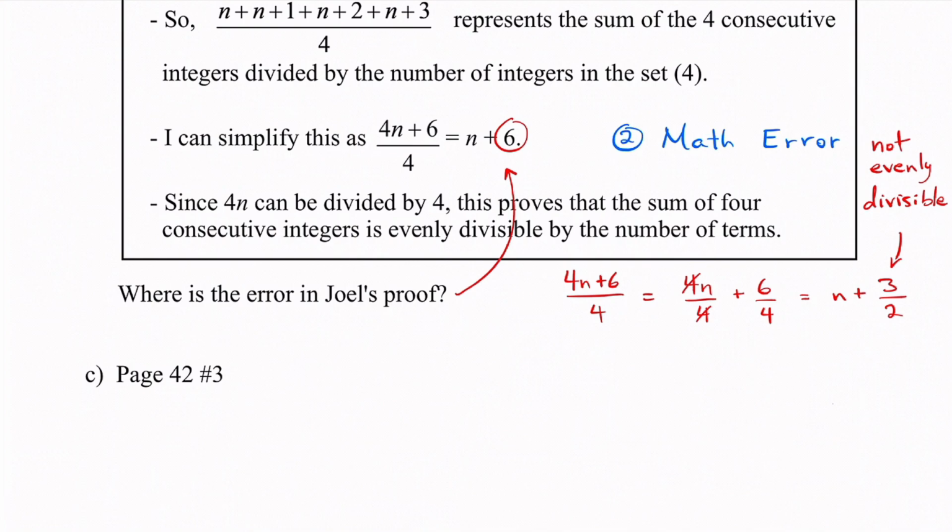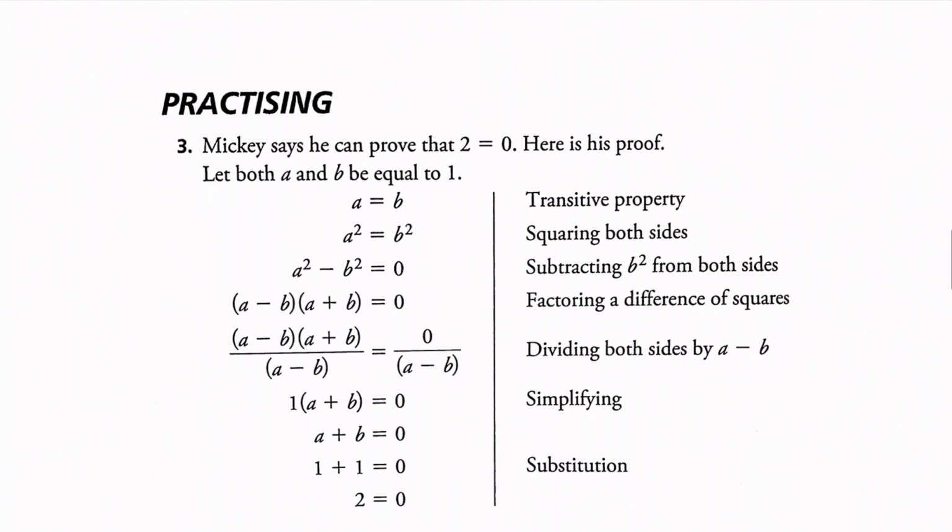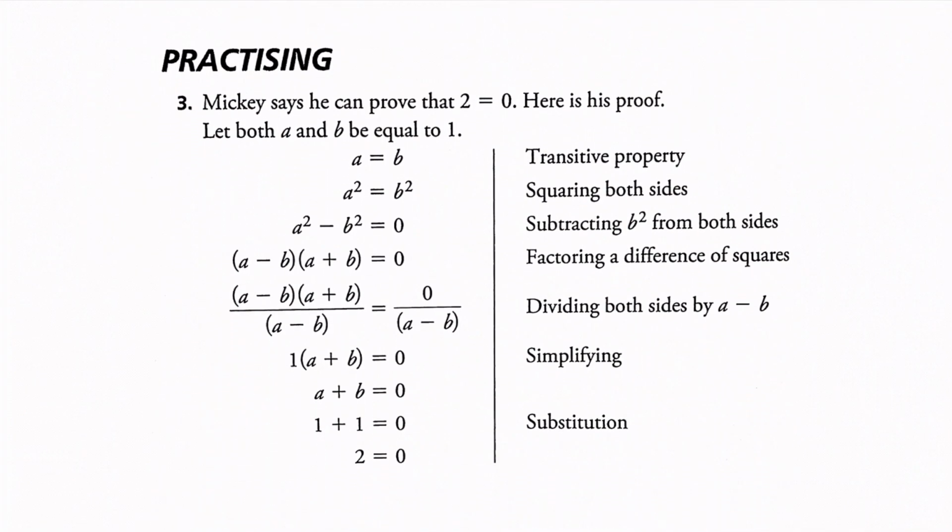3. And you can look to your textbook, or I just have it right here. So in that question, it says, Mickey says he can prove that 2 equals 0. So again, this is a big red flag. Because he's saying something like that, I know there's definitely going to be some type of error somewhere in the proof. So it says, here's the proof.